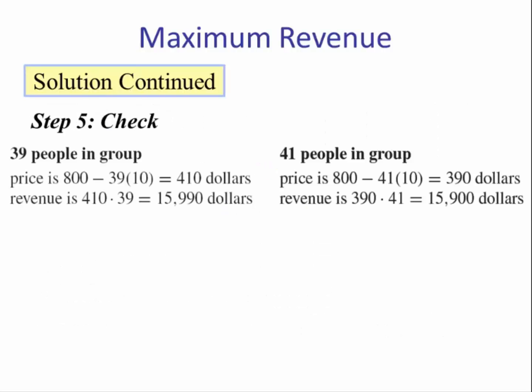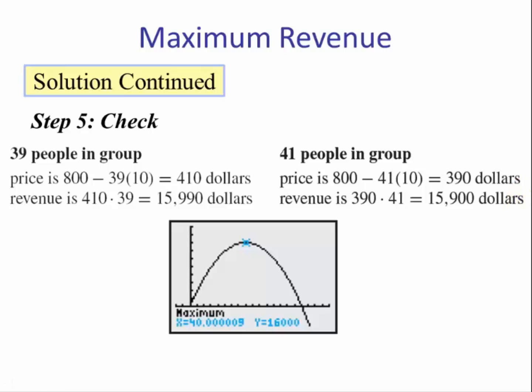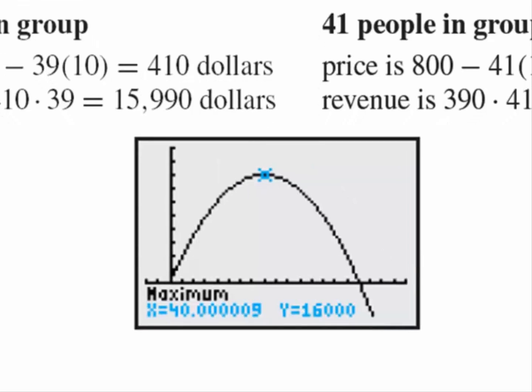To check it, if we choose 39 people in the group, the price would be $410, but the revenue would be $15,990. If we do 41 people in the group, the price would be $390, but the revenue would be $15,990. To verify it using the graphing calculator, we can use our maximum feature.